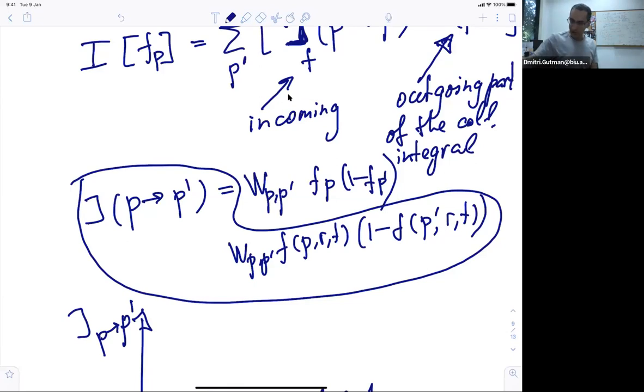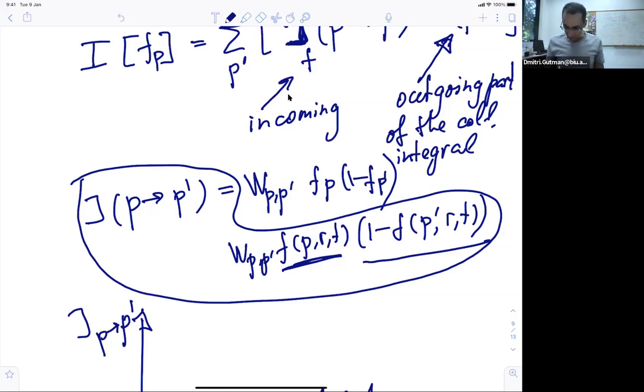On average, the number of particles going from P to P prime is the number of particles in the box P, times how many vacancies you have in the box P prime, times the probability to scatter from P to P prime. Looking at this expression and exploring it, you can see that there are certain stochastic random processes implied here.